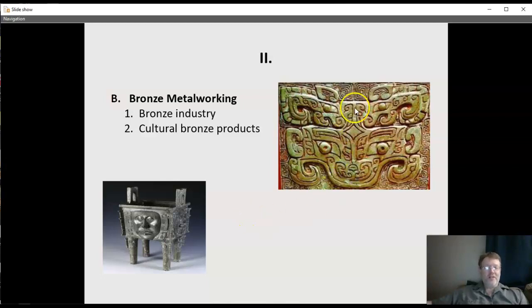And look at the design on this. This is gorgeous. Look at this beautiful design here. And I can't tell if this is bronze or if this is jade, but still, it just demonstrates the artwork and the skill of the artists at the time period. Really pretty. Animal images were really common.